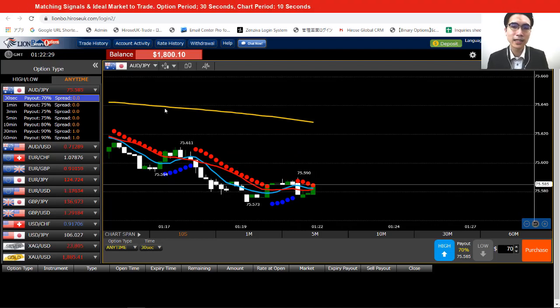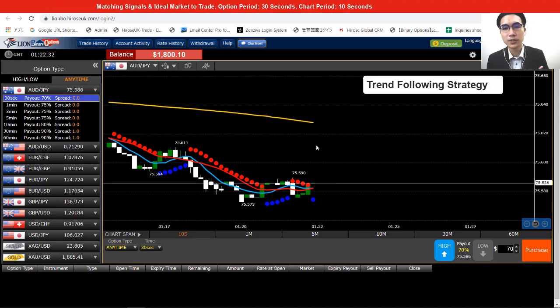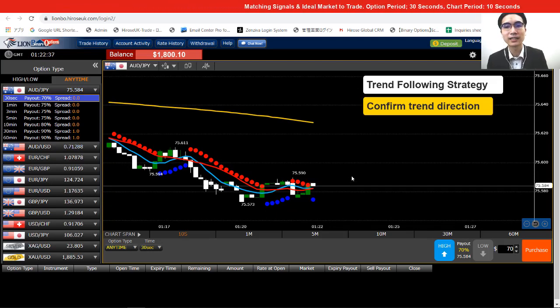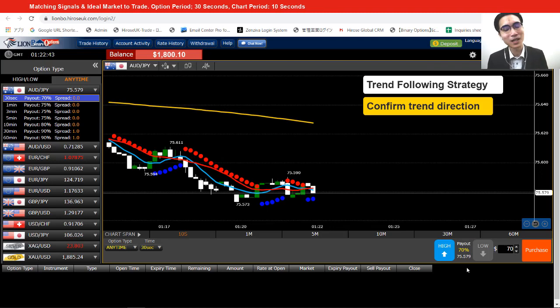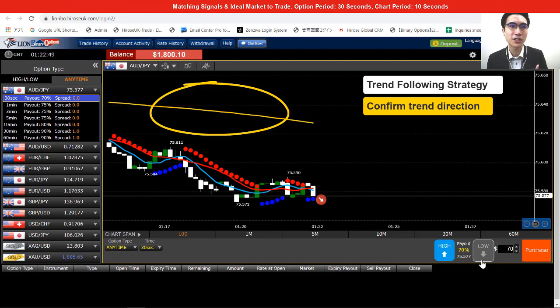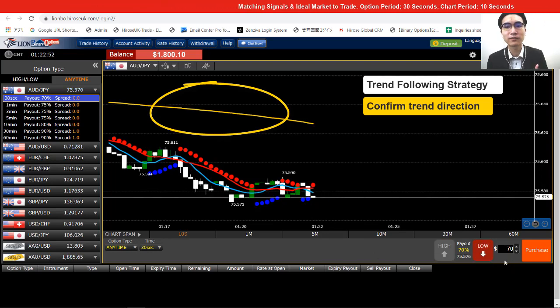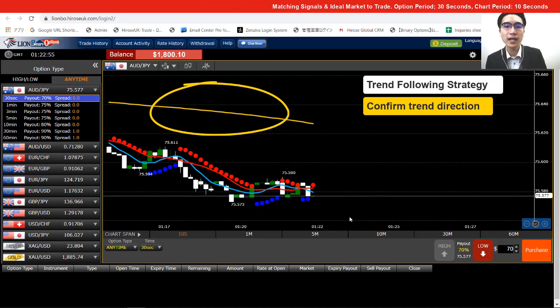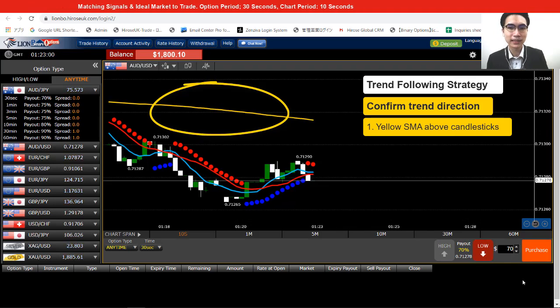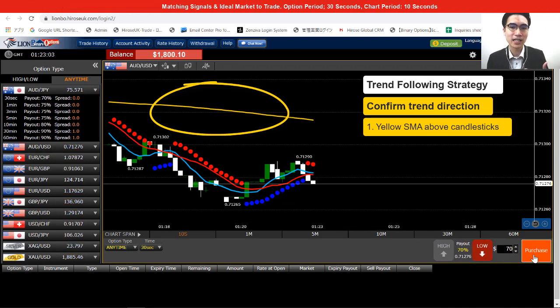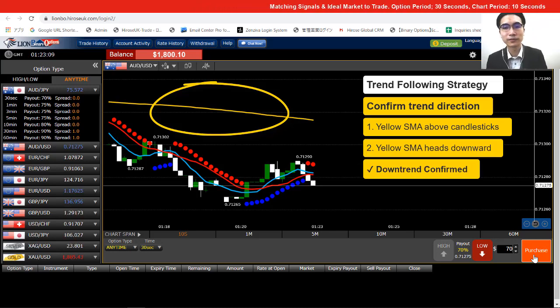Okay, so now this strategy is a trend following strategy, meaning that in order to use this strategy, we first need to identify there is a trend market. So how to do that? As I mentioned, I talked about it quite many times. We will be using the yellow simple moving average, the long-term simple moving average, to identify a trend direction. When this simple moving average is on top of the candlestick, we will say that this is a downtrend. Now you see that the simple moving average is heading downward from left to right.